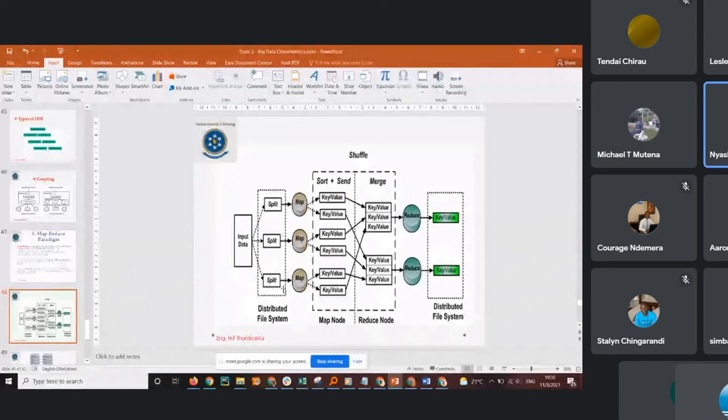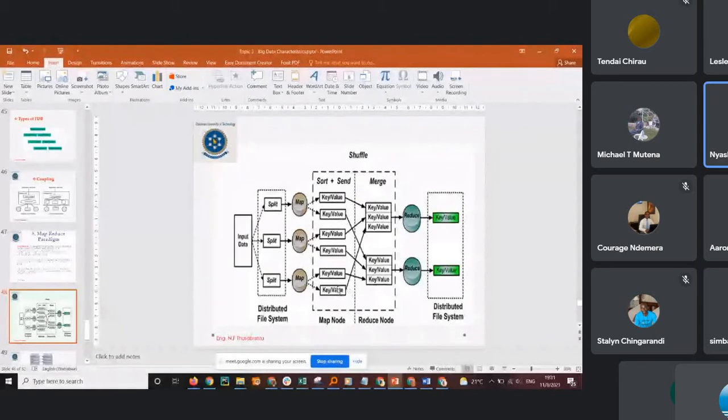On each split, we have found a Nyasha 5 times. We have also found a Robert 2 times. And on this second split, we've found a Nyasha once, and we found a Robert 7 times. On this third split, we found a Robert 2 times, and we found a Nyasha 4 times.